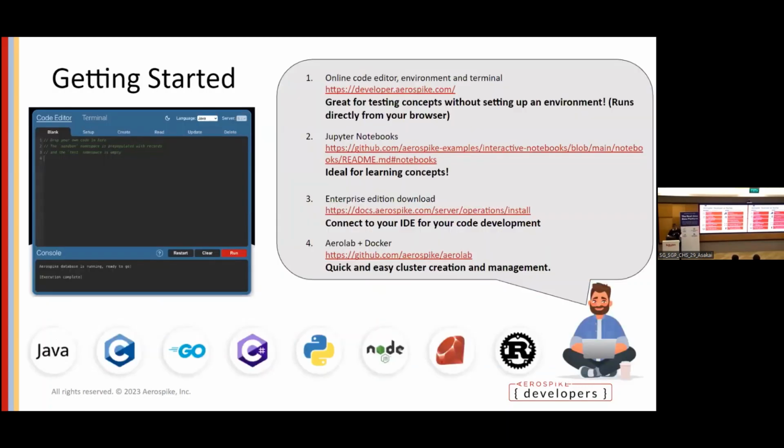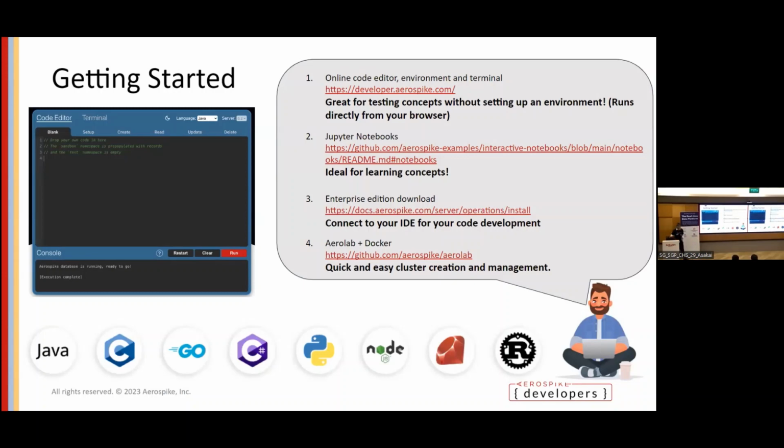So how do you get started with Aerospike if you're new? You just go to developer.aerospike.com or use one of our hundreds of Jupyter notebooks, very well written. Just copy that, download it and execute it. Or if you really want to try hands-on, go to the docs and see how it is installed. Or we have something called Aerolab, so you can use Docker to create multiple nodes and use that.